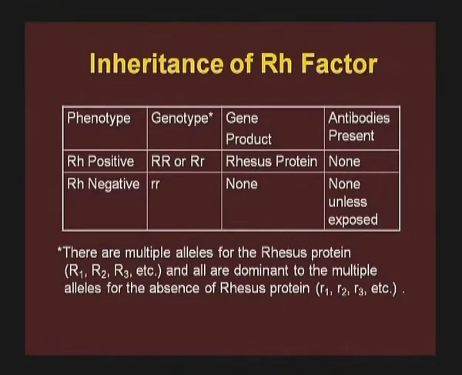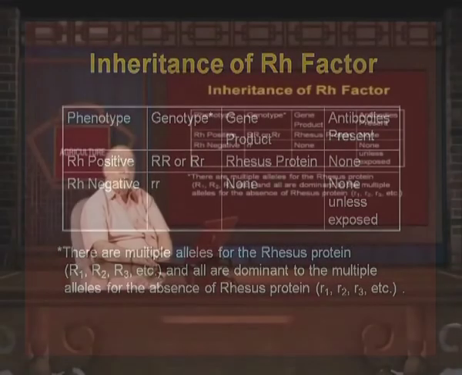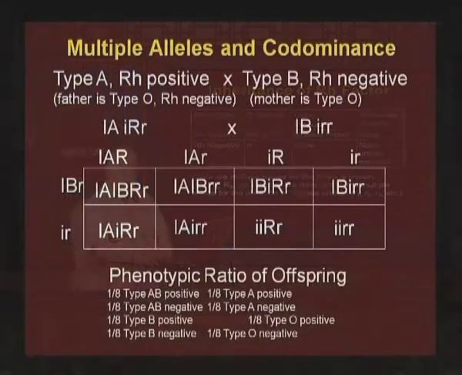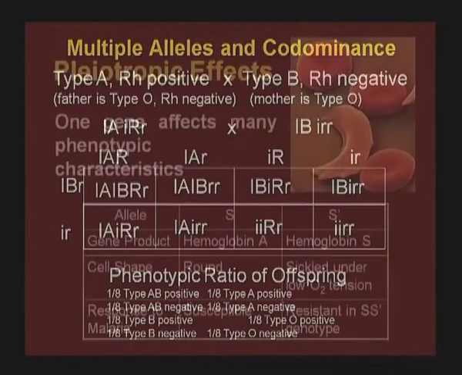This kind of genetic information is very useful in protecting the offspring or newborn baby from the lethal effects of the multiple alleles. With multiple alleles and codominance, type A and Rh positive when crossed with type B and Rh negative result in the following combinations.